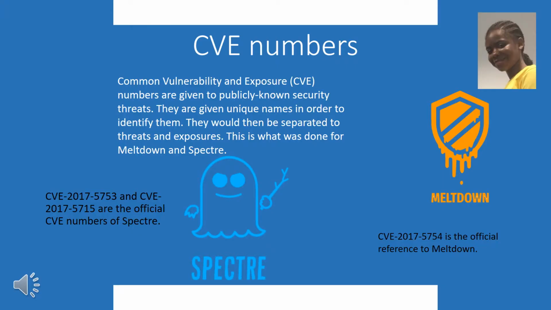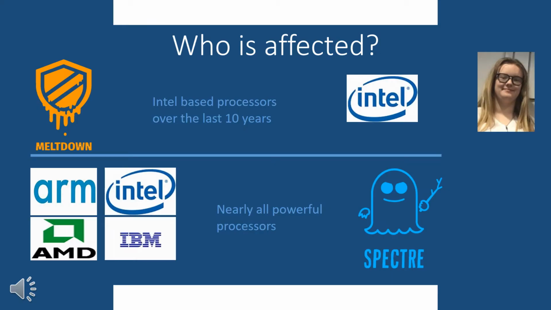Common vulnerability and exposure numbers are given to publicly known security threats. They are given unique names in order to identify them. They would then be separated to threats and exposures. This is what was done for Meltdown and Spectre. Meltdown affects Intel and Apple, whereas Spectre affects Intel, Apple, ARM, and AMD.